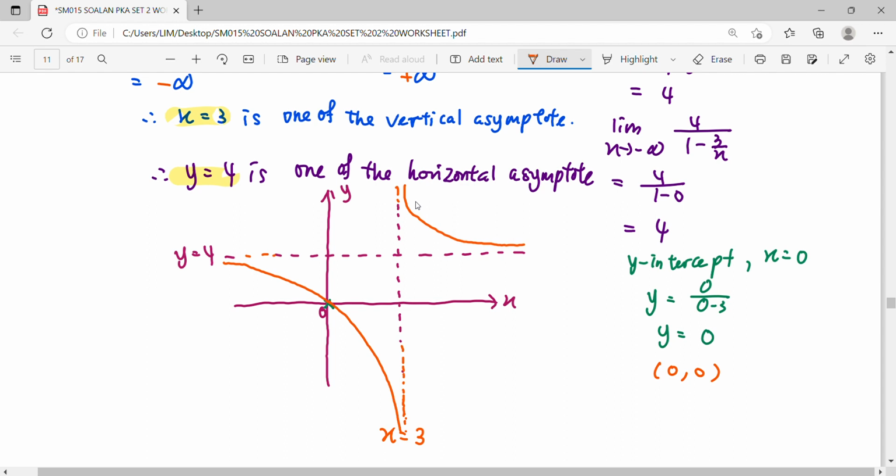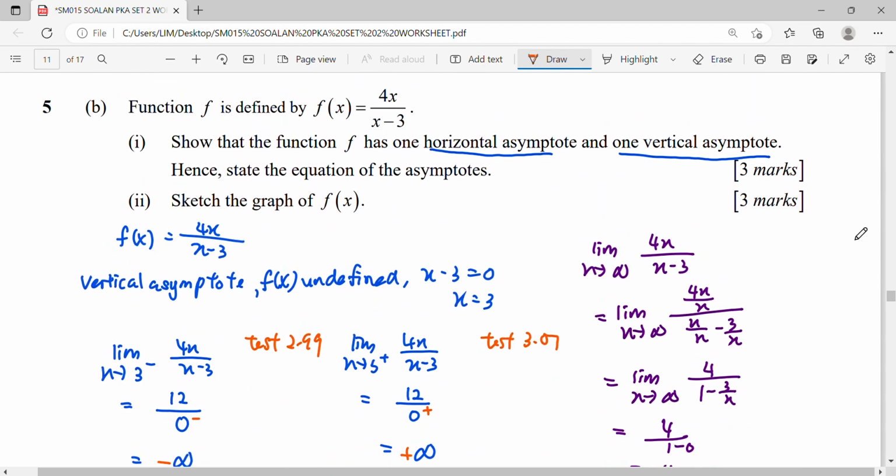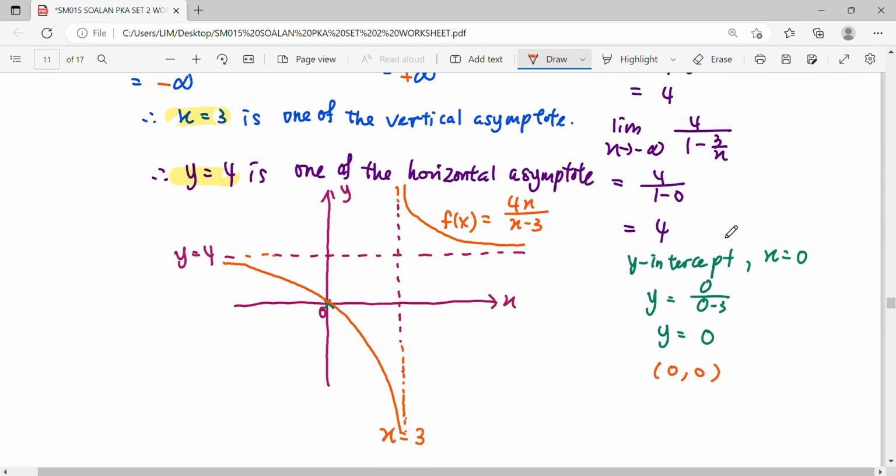So lastly, make sure your graph is labeled: x-axis, y-axis, vertical asymptote, horizontal asymptote, together with the function. What's the function here? 4x over x minus 3. Then only do we consider this a complete graph for 3 marks. So if you don't do the labeling, we will deduct 1 mark from you.